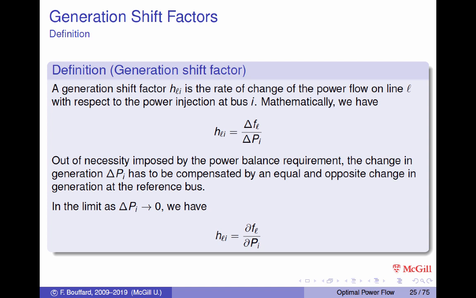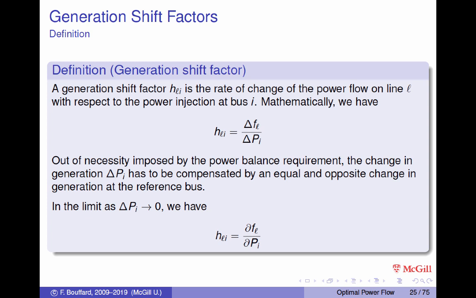Note though that when we change the power injection at node I, it has by definition, well, not even by definition, by necessity, any change at node I needs to be compensated in an equal and opposite amount at the reference node, at the slack node. So anything that we do at node I needs to be reflected in the opposite direction at the reference bus.